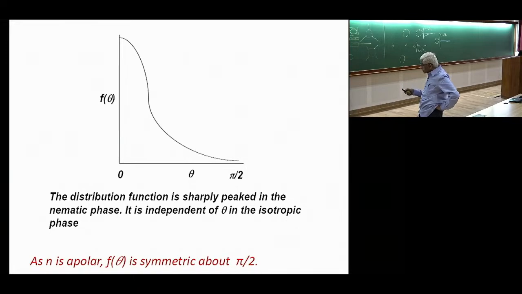So this distribution function is sharply peaked near theta equal to 0 and it goes down at pi by 2. And since the order is apolar, there is a mirror symmetry around pi by 2, which means there is another peak at theta equal to pi. So f of theta is symmetric about pi by 2.